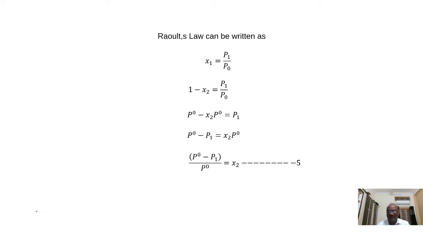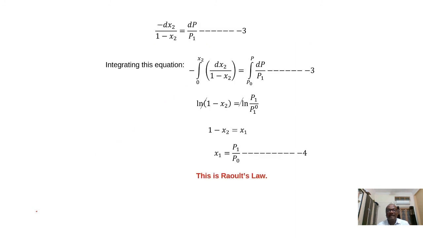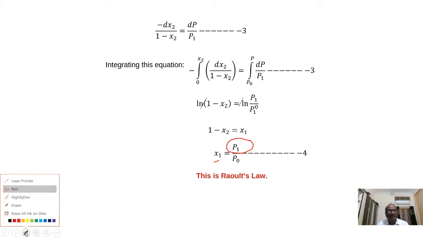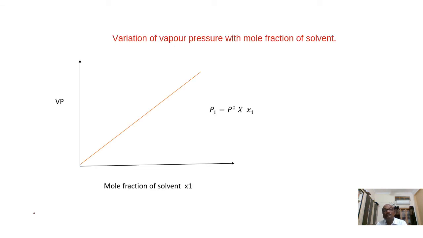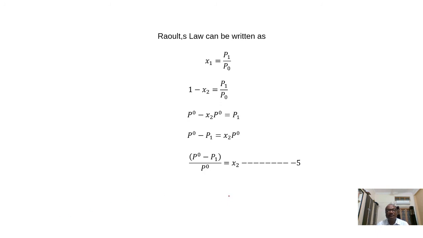So Raoult's law can be defined like this. How can we define it? The vapor pressure of a solution is equal to the product of the mole fraction of the solvent and the vapor pressure of the solvent present in the pure state. That is one form of Raoult's law. So Raoult's law can also be defined like this.